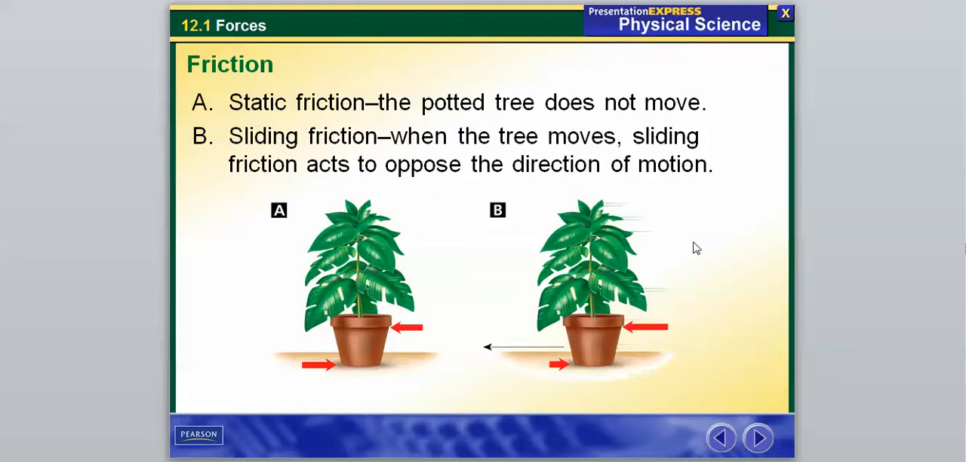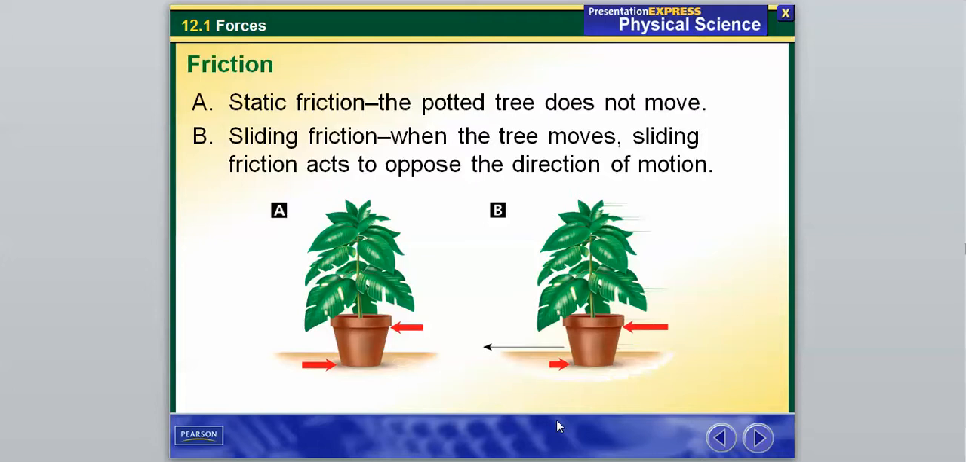And on letter B, you can see we have a red arrow pointing to the left. This is our sliding friction. This is our force that's being pushed upon. Let's just say that's your little brother pushing the potted plant across the floor at your house. Sliding friction is this little red arrow. So when your little brother pushes that potted plant, it's not just going to go flying all the way across the room and slam into the wall.